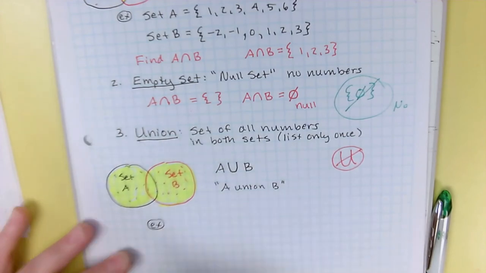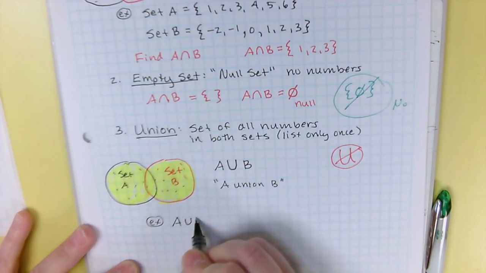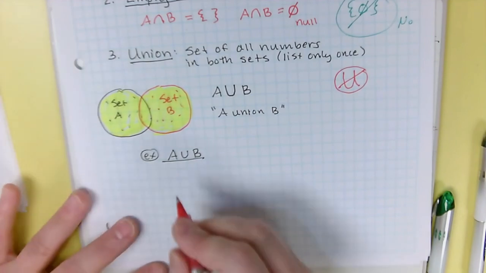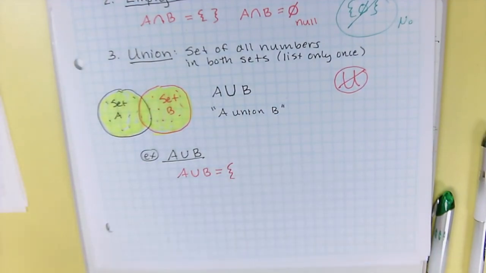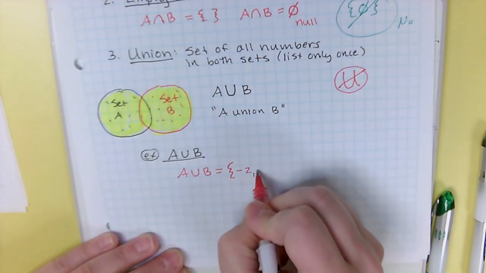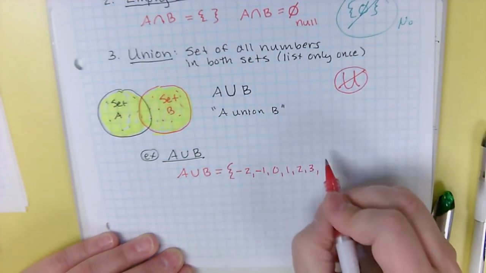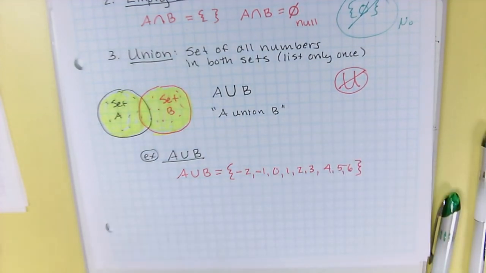All right, so using A and B from up top, we're going to now do A union B. So you start by writing A union B equals, and then a brace, and then you have to list everything that's in both of them. Well, there's a -2, a -1, a 0, a 1, 2, 3, and then there's a 4, 5, 6. And those are all the numbers in both of them put together. That's a union symbol.